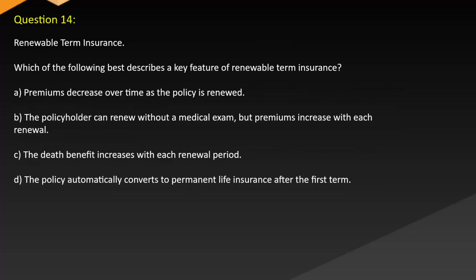Question 14. Renewable term insurance. Which of the following best describes a key feature of renewable term insurance? A. Premiums decrease over time as the policy is renewed. B. The policyholder can renew without a medical exam, but premiums increase with each renewal. C. The death benefit increases with each renewal period. D. The policy automatically converts to permanent life insurance after the first term.